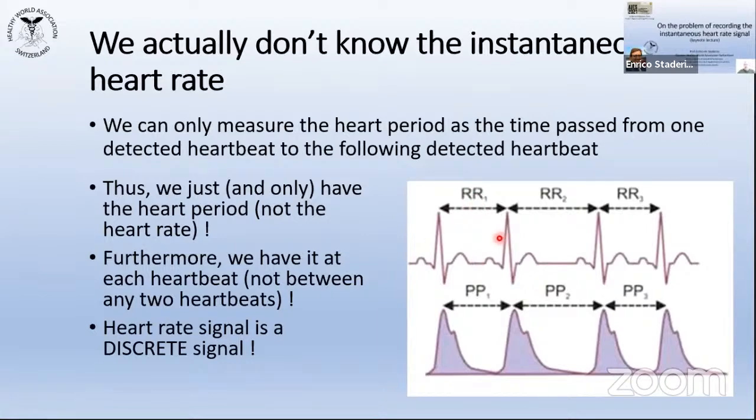Of course, that's the problem I would like to address. So we only have the heart period, not the heart rate. And furthermore, we have it at each heartbeat, not between 2 heartbeats. So the heart rate signal is a discrete signal. If we would like to record the heart rate, we can only record the heart period at each beat. But if the heart period is changing in time, this means that the heart rate is not uniformly sampled, because the sampling points of the heart rate are the heart rate itself. So the heart rate is a sampled signal, and the sampling frequency is the signal itself.